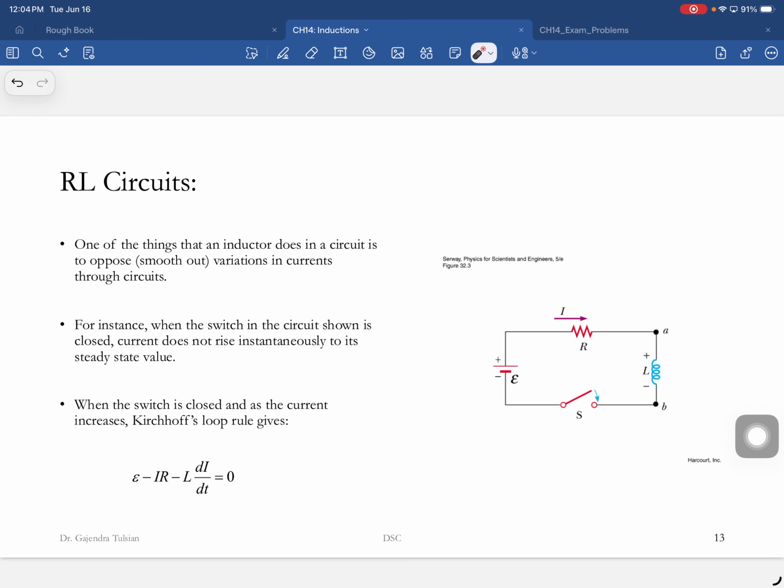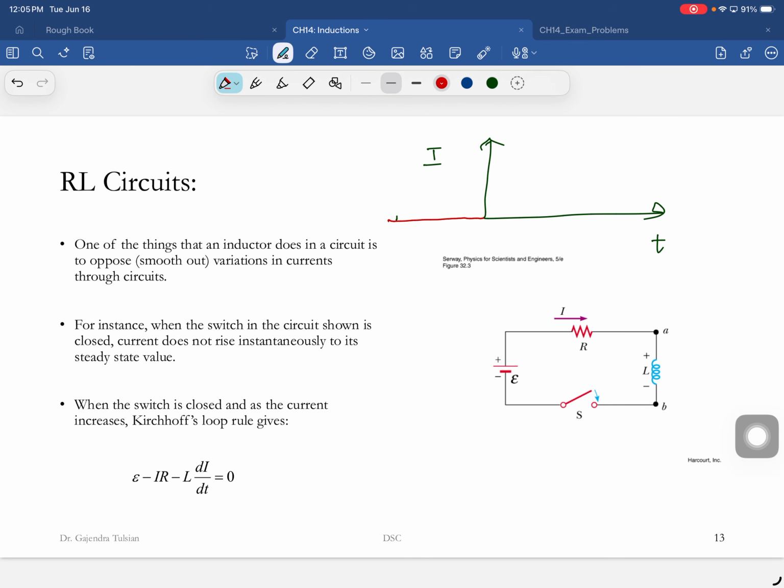So here's this circuit. We'll close the switch, and now we've started our timer, so that's time t equal to 0. If the inductor were not present, if only the resistance is there, the current is 0 before you turn on the switch, and as soon as you turn on the switch, the current goes to its value I equal to E by R. It instantly rises to that value.